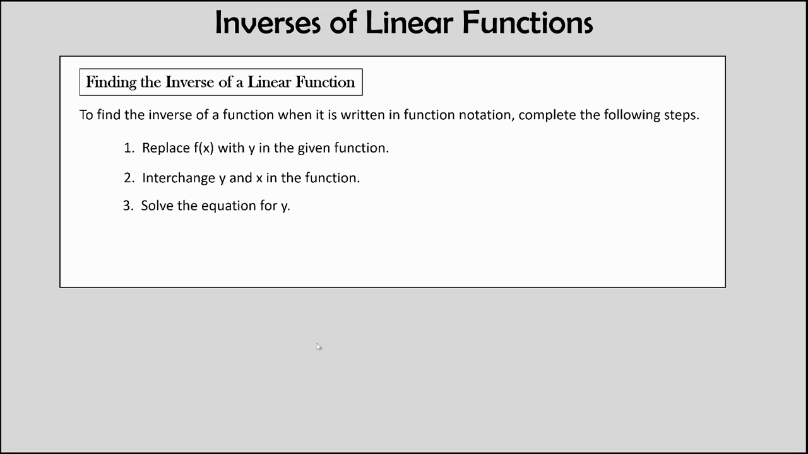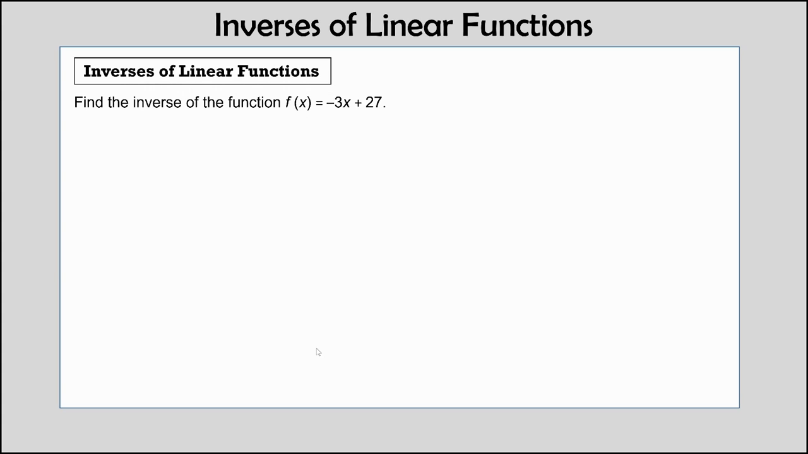Step three, solve the equation for y. The new equation that you get in step two, solve that for y. And finally, replace y with f inverse of x in the new equation. When you're done with that, you have the inverse of that function. Your new one, your inverse, will undo your old one. And let me show you how it works here.